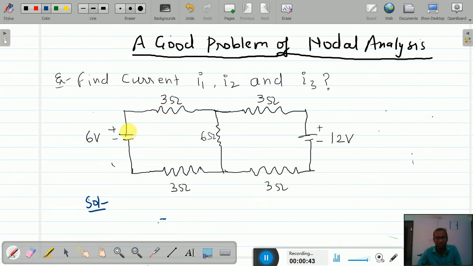You can interchange the position of the battery and the resistance, and here it is also the same. So if you put this 3 ohm resistance in the place of the 6 volt battery, then these two resistances will become in series, and here it is also the same. 3 ohm and 3 ohm are in series, then will become 6 ohm, right? So now we are drawing the equivalent diagram.